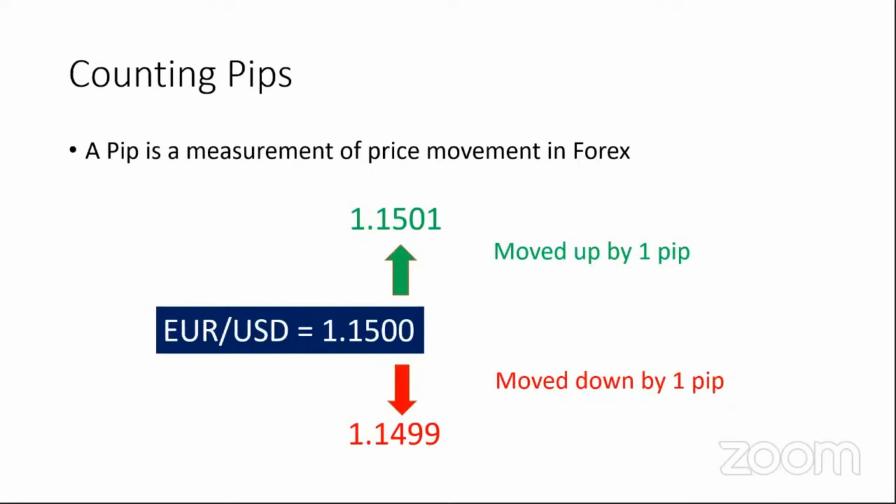So sabihin natin, umakyat siya to 1.1530, then it went up by 30 pips. If the market went down to 1.1485, then it went down by 15 pips. Okay? Basta kung ilan ang ginalaw niya on the fourth decimal place, we call that pips. Okay? So up or down.